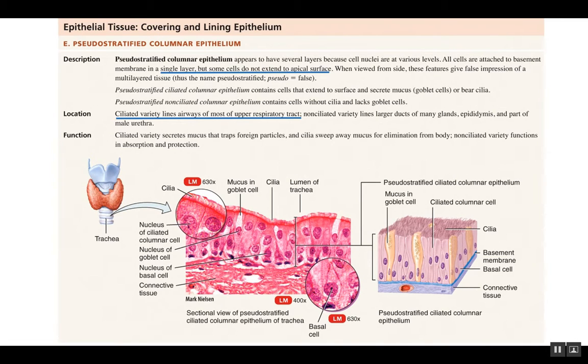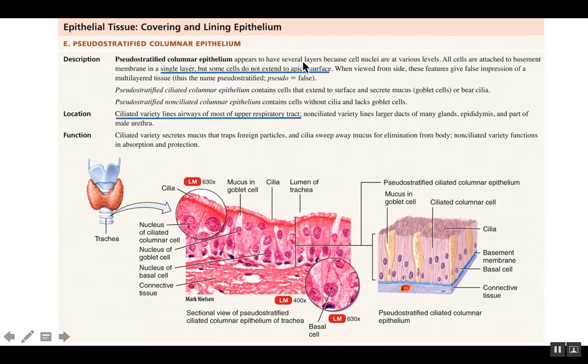Let's look at the next type of epithelial tissue. As the name suggests, it is a false stratified columnar epithelium. So pseudo-stratified means false stratification.